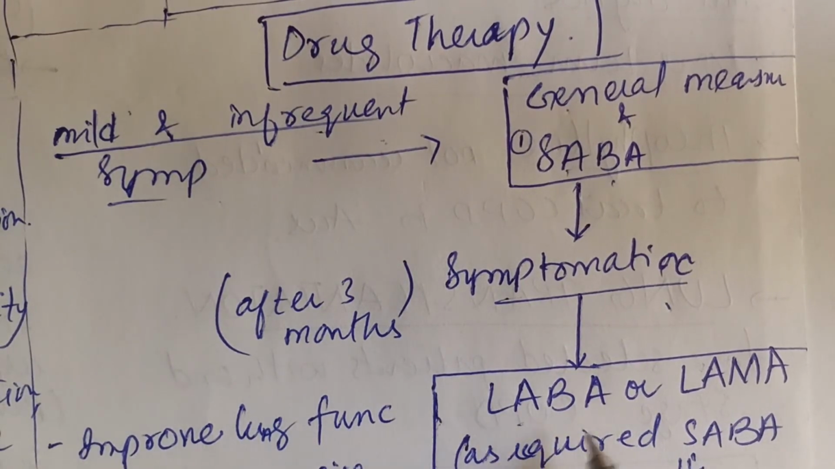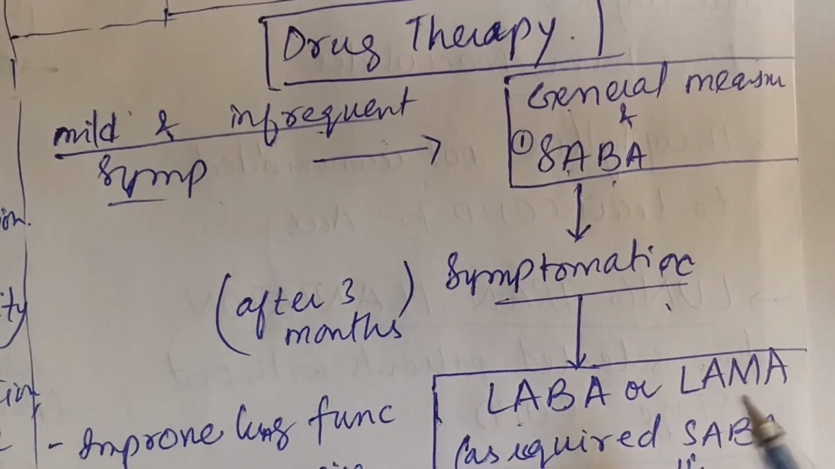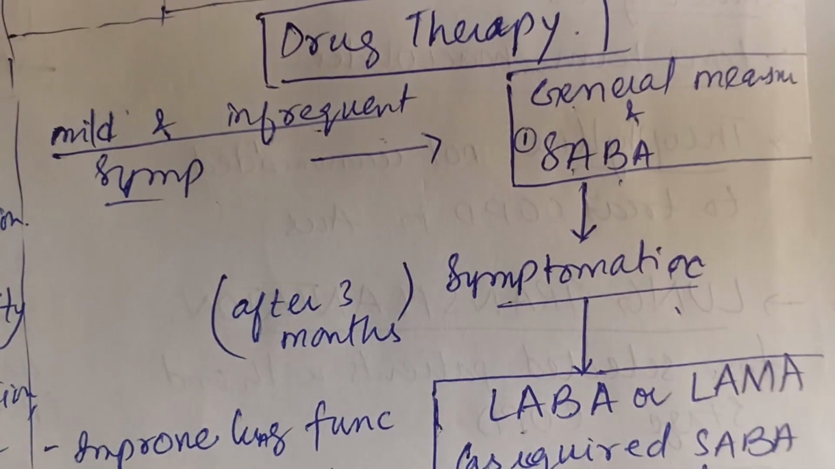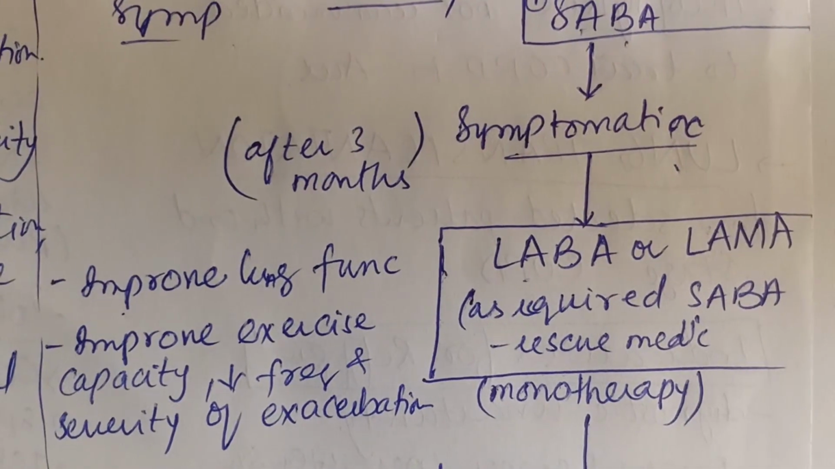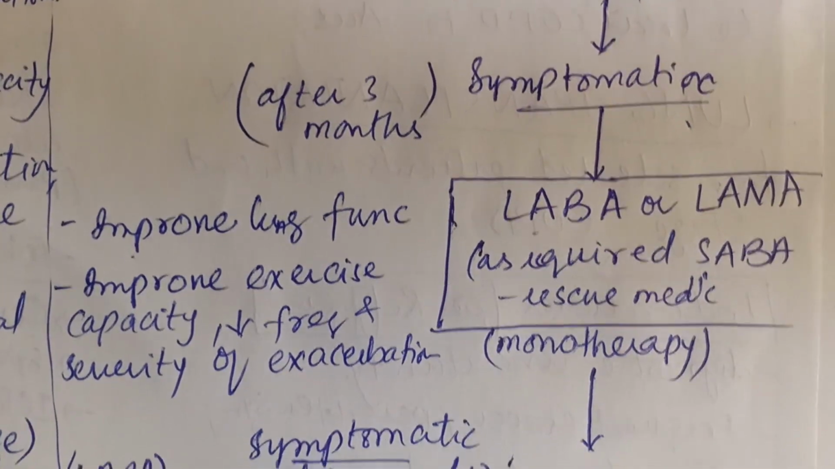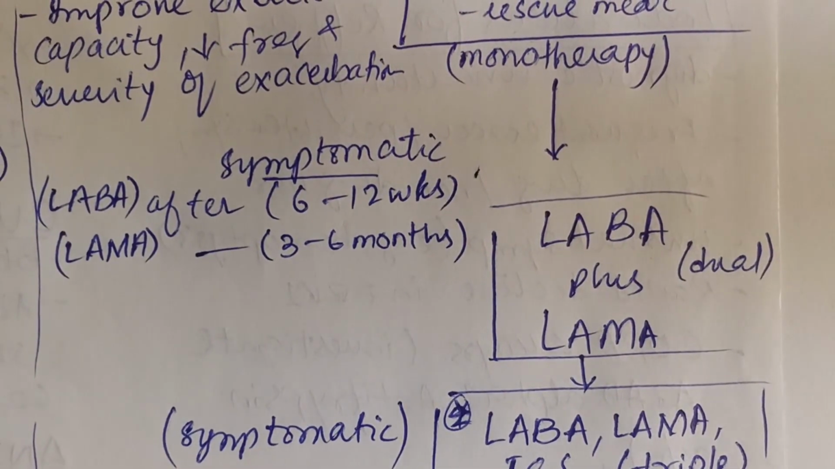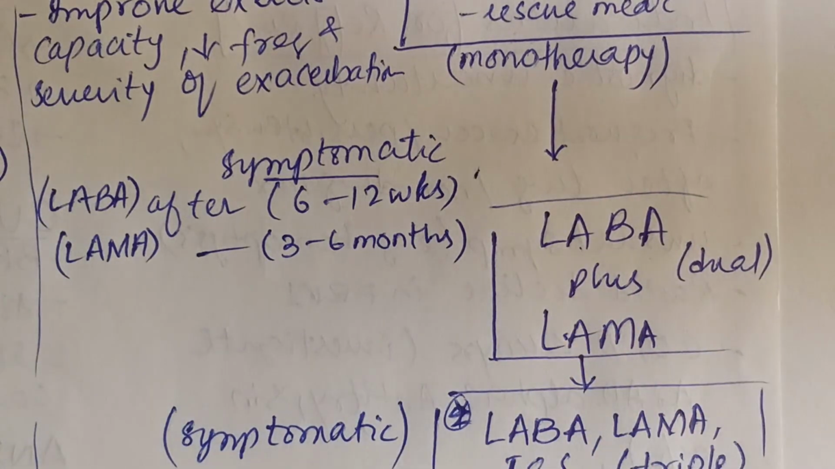So at this step, either a LABA or a LAMA would be used, and these improve lung function, improve exercise capacity, and decrease the frequency and severity of exacerbations. After that, if the patient still remains symptomatic, we are going to step up the therapy to dual therapy, that is LABA plus LAMA. Both LABA and LAMA are given.